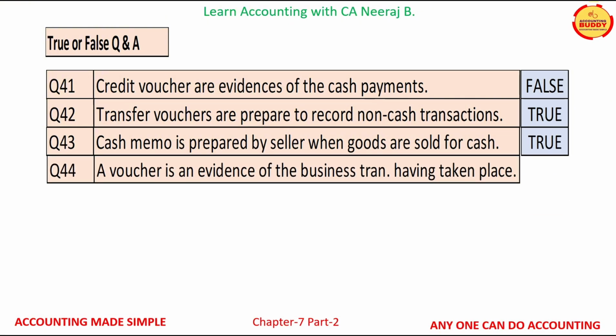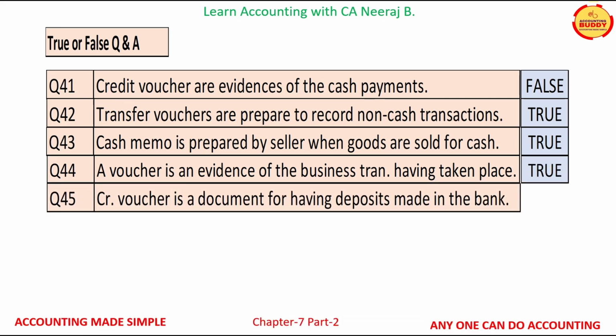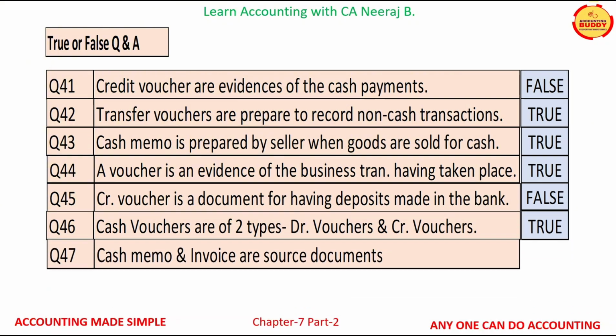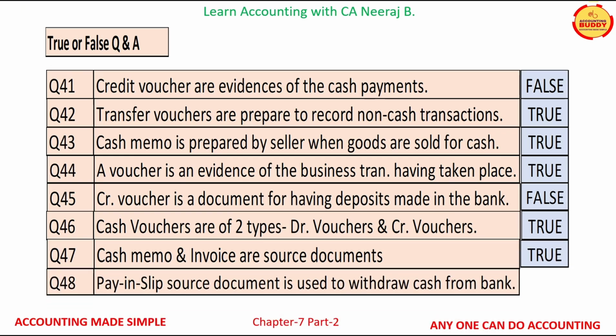Question number 44, a voucher is an evidence of the business transaction having taken place. This is a true statement. Question number 45, credit voucher is a document for having deposits made in the bank. This is a false statement. Question number 46, cash vouchers are of two types, debit vouchers and credit vouchers. This is a true statement. Question number 47, cash memo and invoice are source documents. This is a true statement. Question number 48, pay-in slip source document is used to withdraw cash from the bank. This is a false statement.